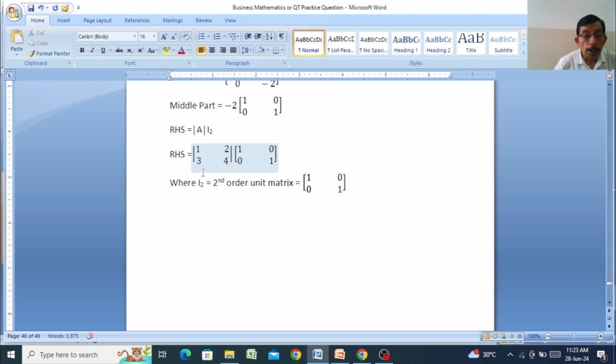This is the determinant of the matrix. Now we solve by the determinant method. The determinant is the difference of the multiplication of the diagonal elements. This is the second order determinant. In the second order determinant, the value is the difference of the multiplication of the diagonal elements. That is 4 multiplied by 1, 1 multiplied by 4, minus 3 multiplied by 2, 3 multiplied by 2.